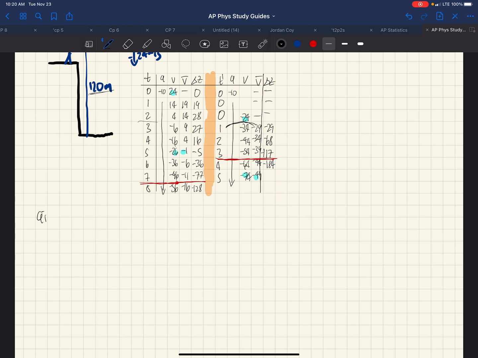Analytic solution, A1: what is the greatest height reached by the first rock? We can start out with our average velocity, which is delta z over delta t. And what we're looking for is delta z, the maximum height reached. Well, we don't know the delta t.